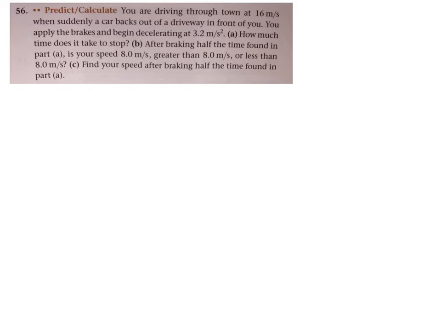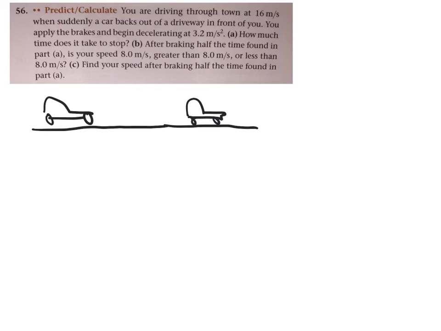So we draw our picture, and really, despite all the drama in the problem, there's really not that much to draw. The car at time t equals 0 is at x equals 0, has some initial velocity v0, which is given as 16 meters per second.